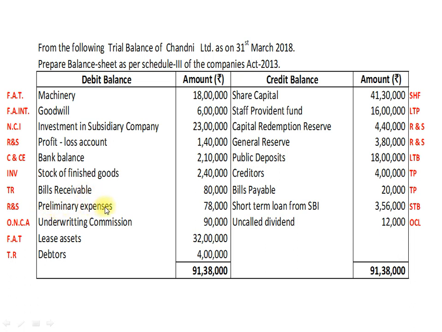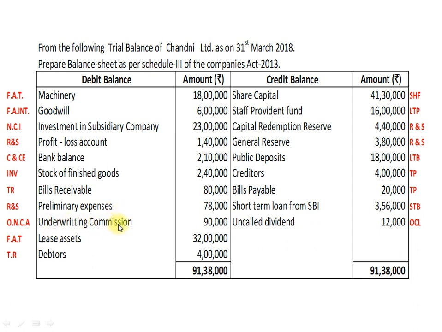Preliminary expenses. Preliminary expenses will be recorded in balance sheet on equity and liability side under the head reserve and surplus as a deduction. Preliminary expense is our unamortized fictitious assets, and as per accounting standard 26, while preparing balance sheet, preliminary expenses unamortized will be deducted from the total of reserve and surplus.